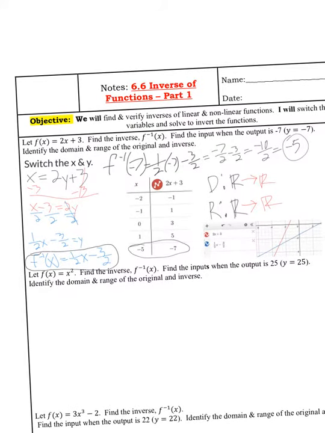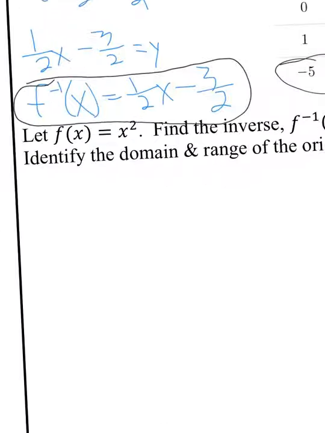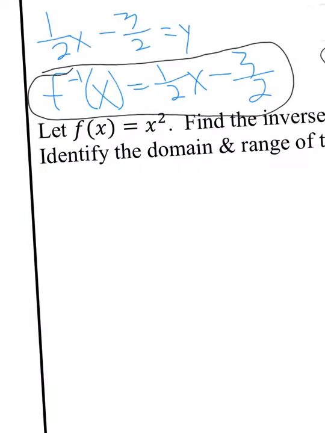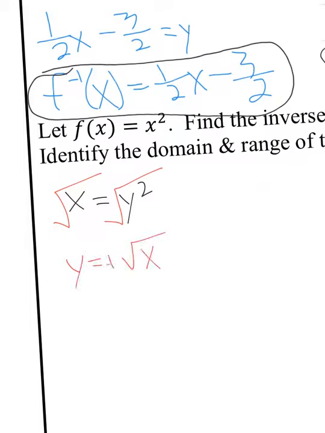So number 2, let f of x be x squared. Find the inverse, and then we're going to plug in 25. So like I said, switch the x and the y, so it's going to say x equals y squared. To get rid of a square, you square root. And so it's now going to say y equals the square root of x. But don't forget, anytime you do a square root, you can have a plus or minus answer. So I'm going to write plus or minus square root.